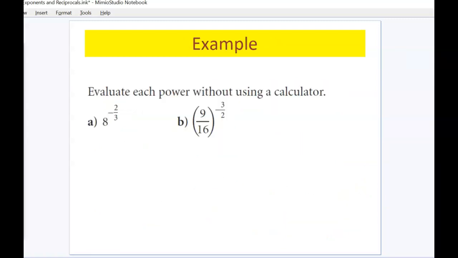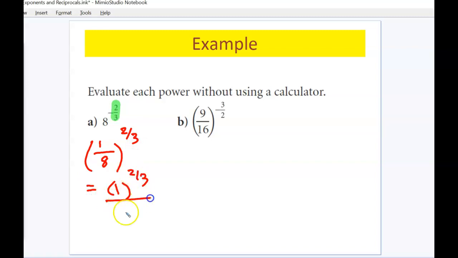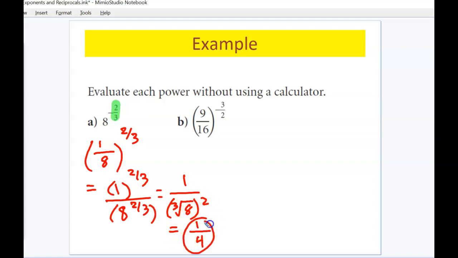Okay, let's try these next two without a calculator. So again, I have 8 to the negative 2/3. So again, I want to reciprocate the base because I want to get rid of my negative exponent. So it's going to be 1 over 8 to the 2 over 3. So this really equals 1 to the 2/3 over 8 to 2/3. Well, 1 to the 2/3 is 1. 8 to the 2/3 really means the cube root of 8 squared. And the cube root of 8 is 2, and 2 squared is 4. So my final answer is going to be 1/4.